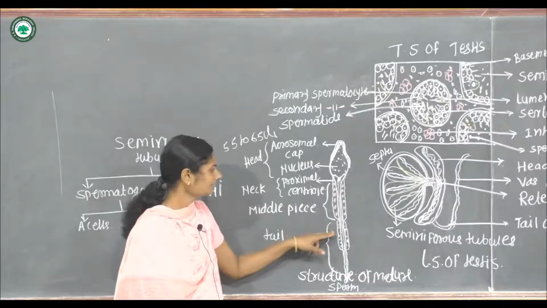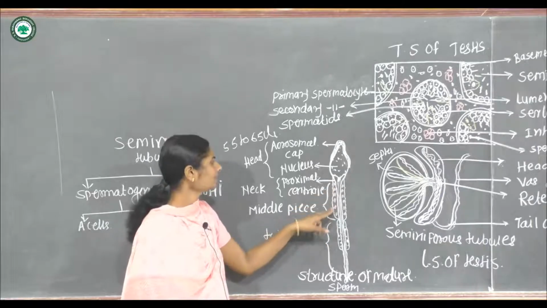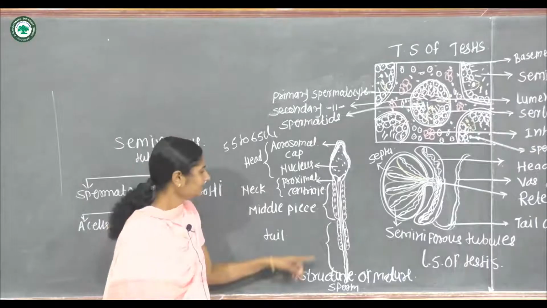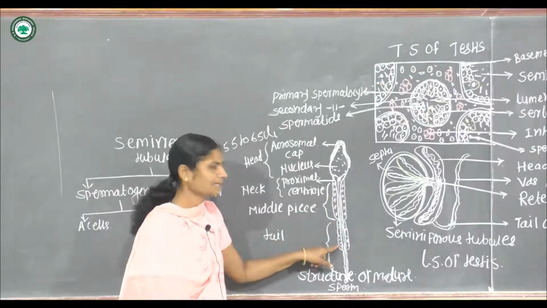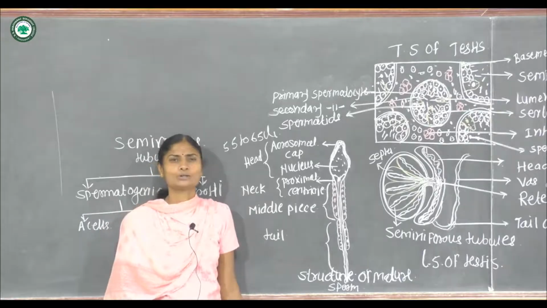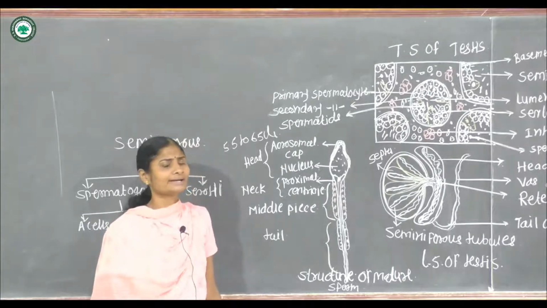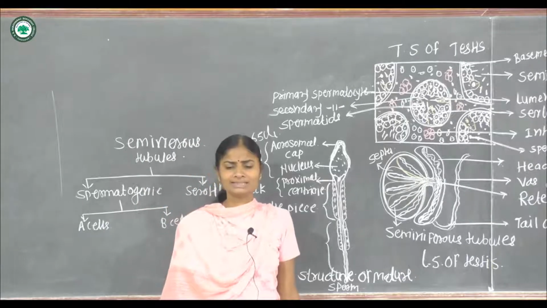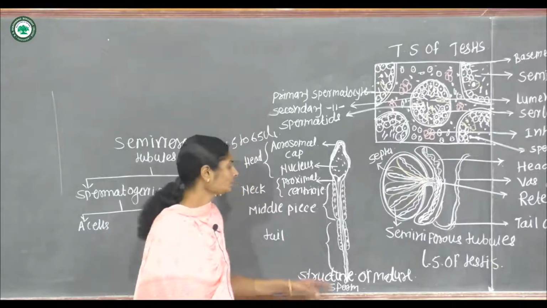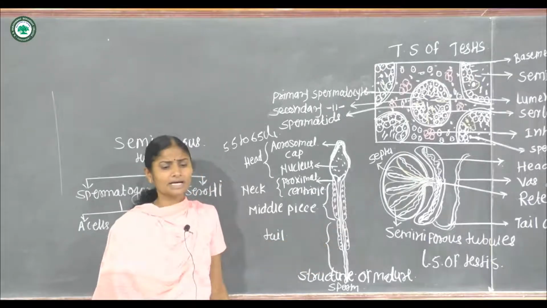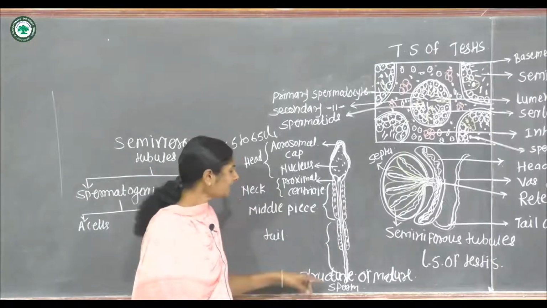In the middle region, mitochondria are present. The next part is the principal piece. This principal piece is the longest portion, 40 to 50 micrometers in length, without a mitochondrial sheath. Here mitochondria are absent.